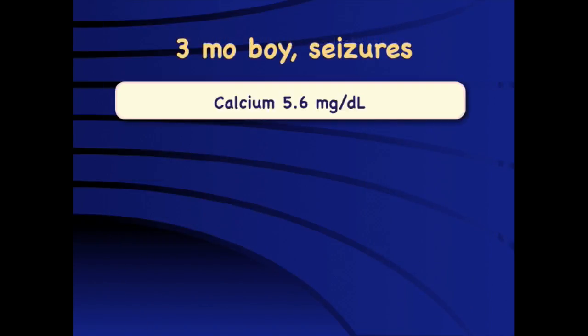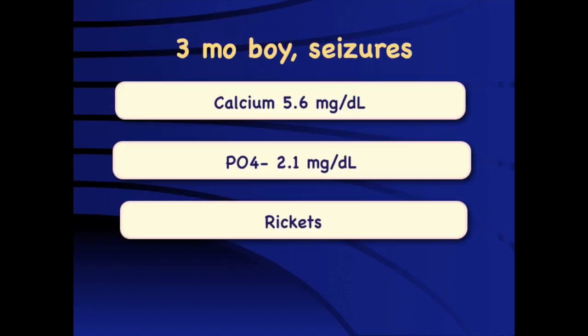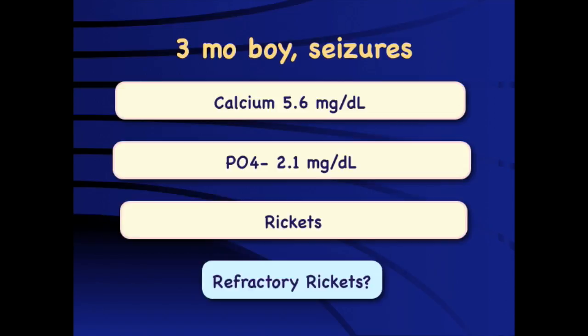A 3-month-old boy with seizures: the calcium was very low, phosphorus was also low, and rickets was also present. Do you think this could be refractory rickets? It is quite evident that if you have a very early onset hypocalcemia with rickets, we need to be worried about a possibility of vitamin D related metabolic issues which need to be worked out. Vitamin D deficiency usually causes hypocalcemia, but rickets is unusual in those situations.